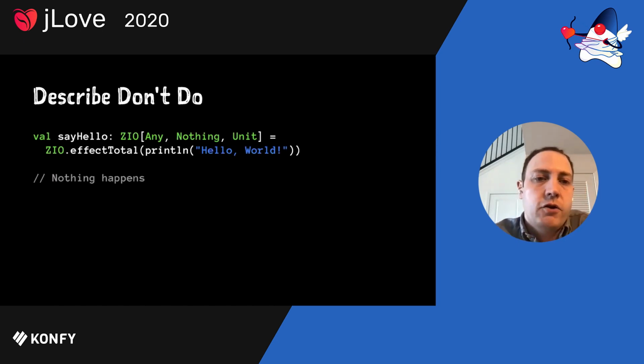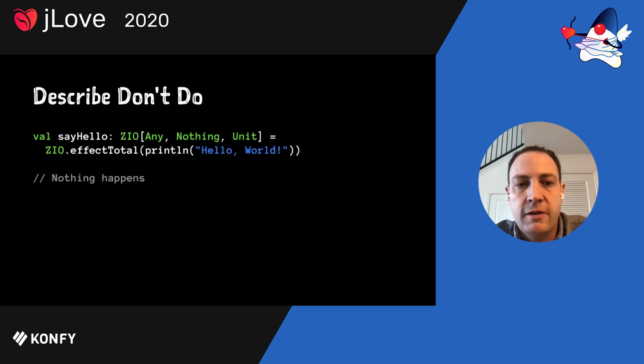So I think the first design principle underlying ZIO is this idea of separating describing what we want to do from how we want to do it. So here's a really simple example of a ZIO program. Each of these ZIOs you can think of as a workflow. It's a description of some workflow. It's not actually doing that workflow.